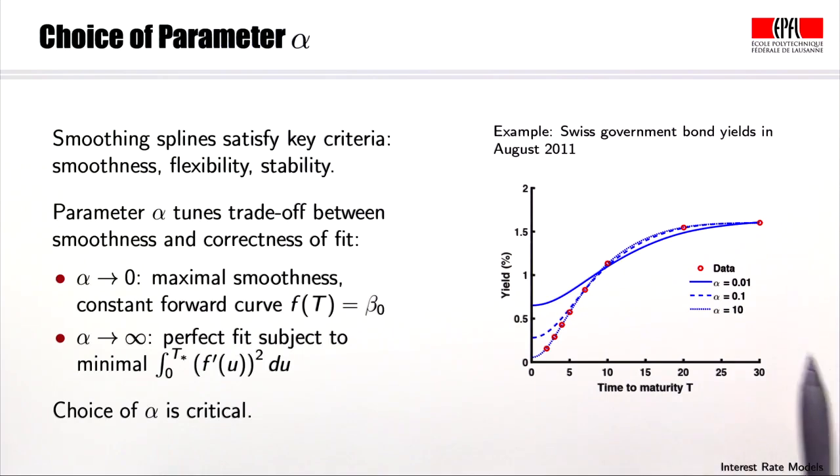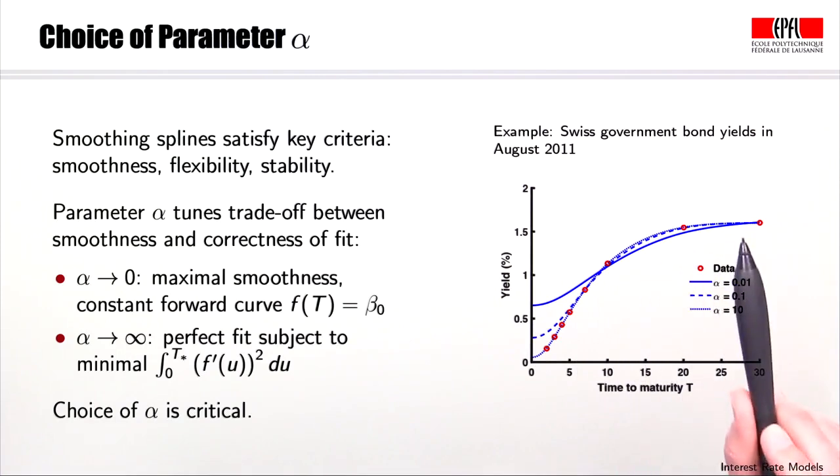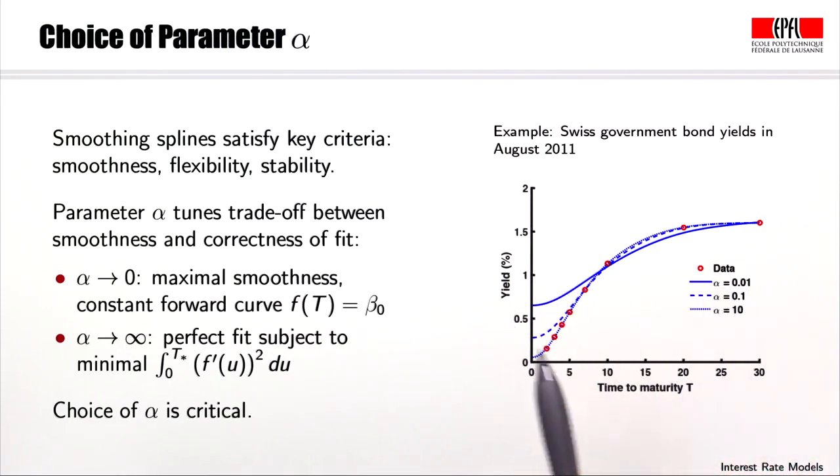On the other hand, when alpha is large, when it is 10, we get the dotted curve, which basically perfectly fits the yields. We conclude that the choice of alpha is critical. For a value of alpha which is too small, we can get a very smooth curve, which however does a very bad job in fitting the market data. The right choice of alpha has to be done case by case.